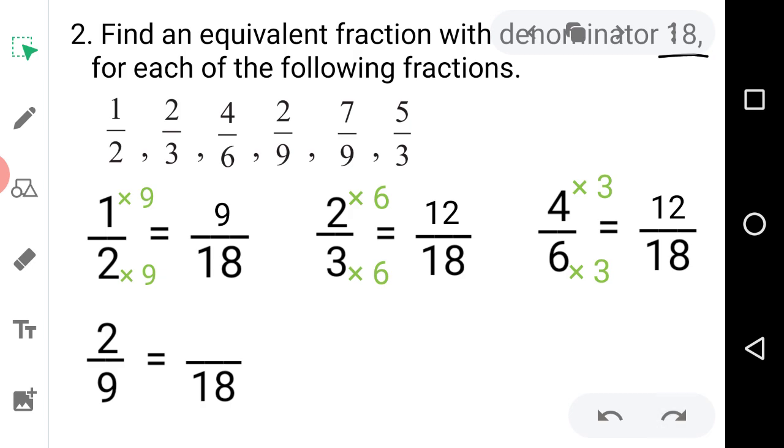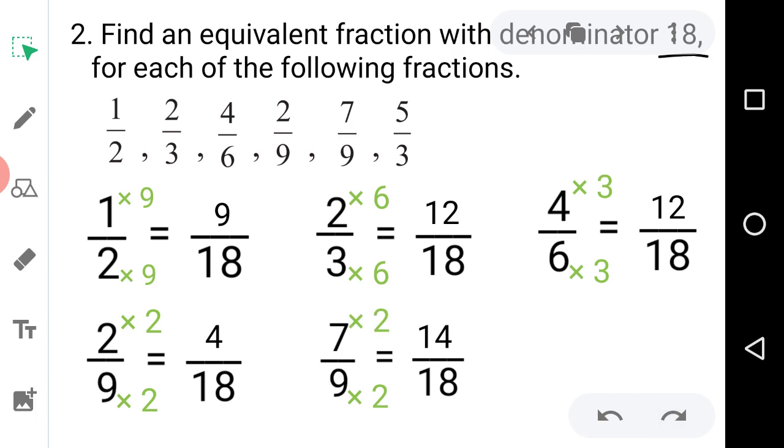See the next one. Next one is 2 upon 9. See, how do we get 18 from 9? If we multiply 9 by 2, we get 18. So here we need to multiply 2 by 2. 2 2s are 4. So we get an equivalent fraction 4 upon 18. Now see the next one. Next one is 7 upon 9. How do we get 18 from 9? 9 2s are 18. So 7 2s are 14. So we get an equivalent fraction 14 upon 18.